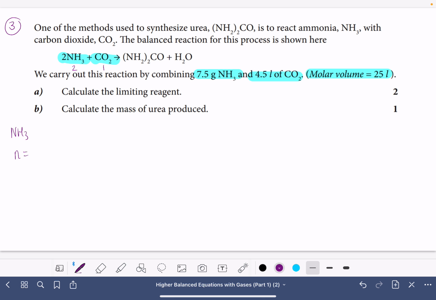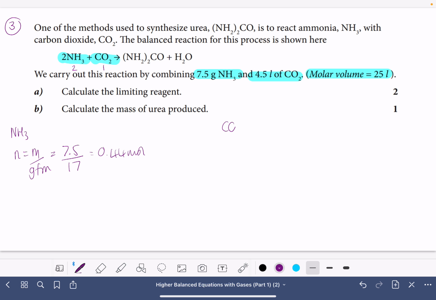The number of moles is the mass divided by the gram formula mass. So we've got 7.5 according to the question. So that's 7.5 divided by 17, because it's NH3, which would be 14 plus 3. And that is 0.44 moles.